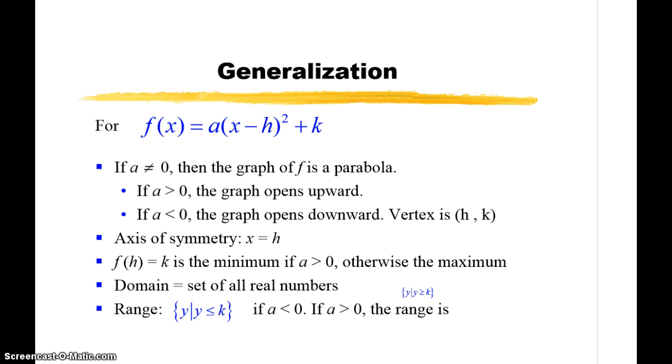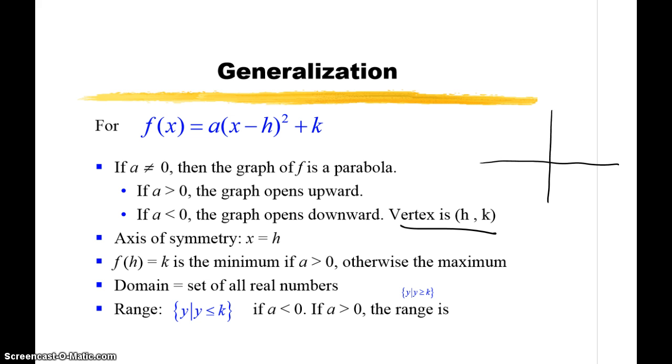Okay, and finally, to generalize, for f of x equals a times x minus h squared plus k, if a is different than 0, then the graph is a parabola. If a is bigger than 0, the graph opens up. If a is less than 0, the graph opens down. The vertex is always h comma k. The axis of symmetry is always the x-coordinate of the vertex, namely the vertical line x equals h.